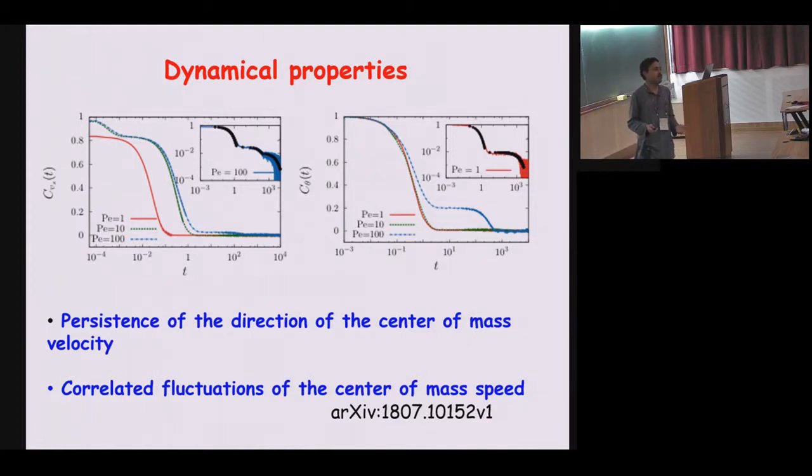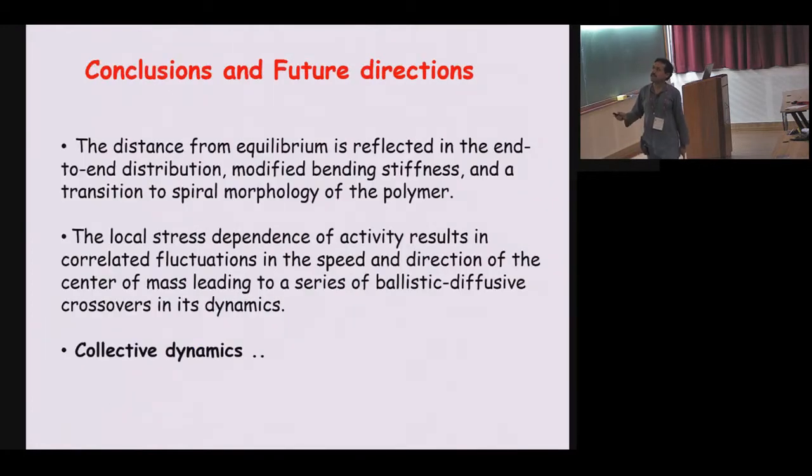which otherwise you wouldn't see in normal active polymer models, which model the polymer as a constant active force acting on each of the beads. So we conclude that the distance from equilibrium is reflected in the end-to-end distribution, modified bending stiffness, and a transition to spiral morphology of the polymer.